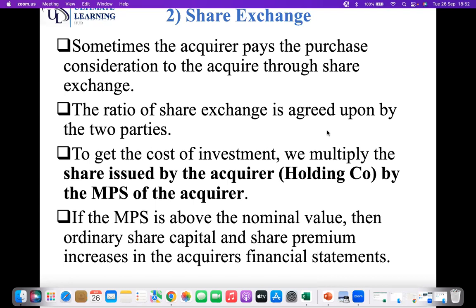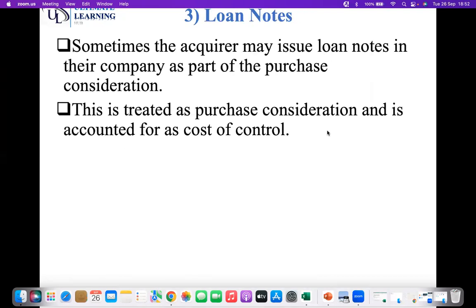The third way to acquire a subsidiary and calculate the cost of investment is through loan notes. I've already explained the process to be followed. Remember, the loan acquired reduces the cost of investment. We will look at examples.